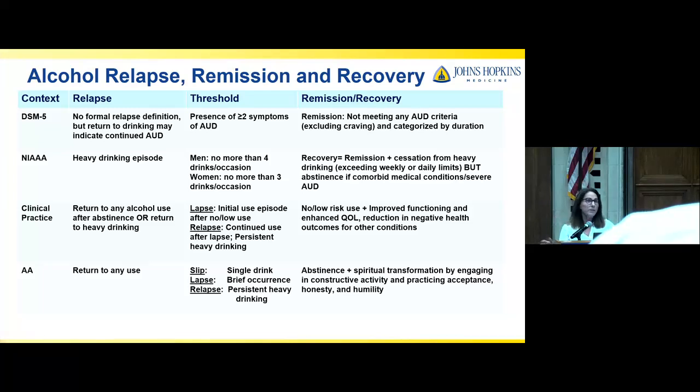In clinical practice, I think we all worry about not just whether a person returns to heavy drinking, but also whether they've gotten their life back together. So what's their quality of life? Have they reduced their risk of other negative comorbid conditions? Have they improved functioning on their job? And finally, in AA, abstinence is required, but they also talk about spiritual transformation, and if you don't have that, then you're not considered really progressing in recovery.